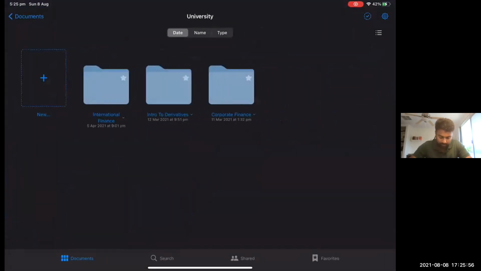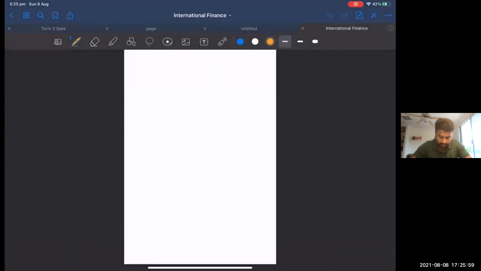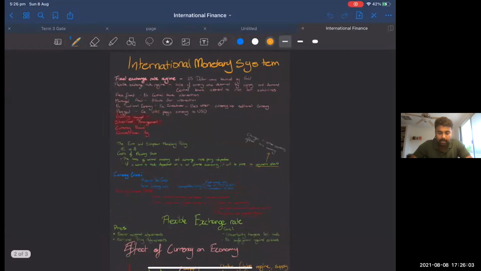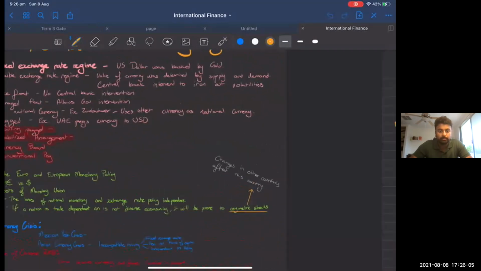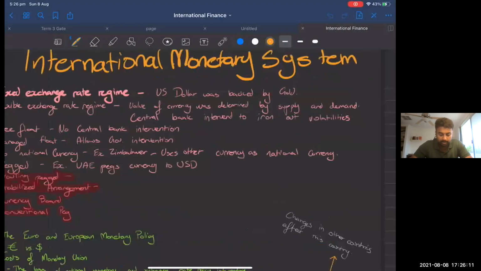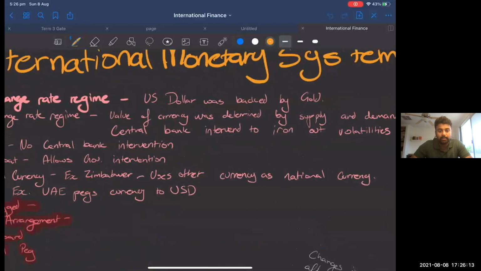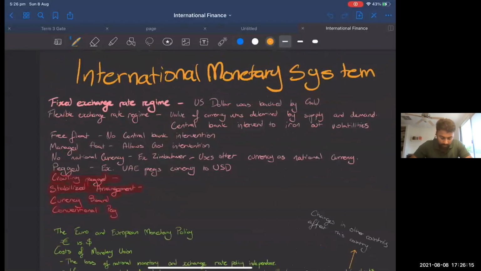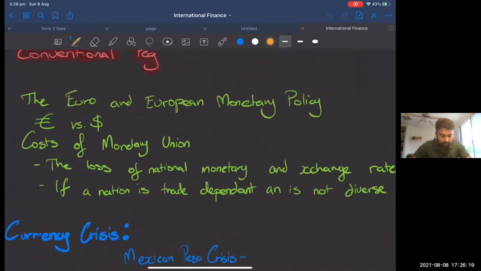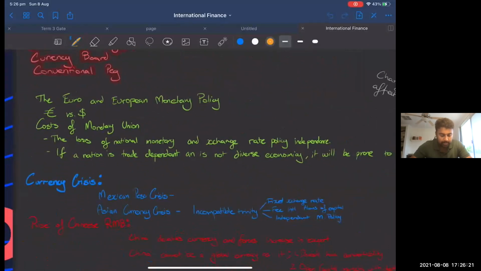University, international finance. There you go. So I transfer them all into this, where I have all the important notes in one page. So when I look at this, the International Monetary System, fixed rate regime, what is it? It tells me that a fixed rate regime is when you back the US dollar with gold. When I want to study about the euro and the European Union, it tells me it's when you compare euro to the dollar.